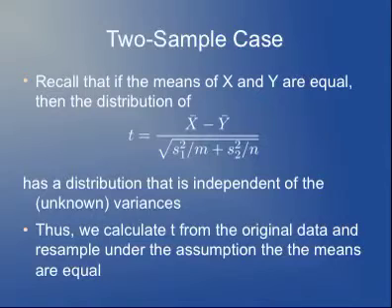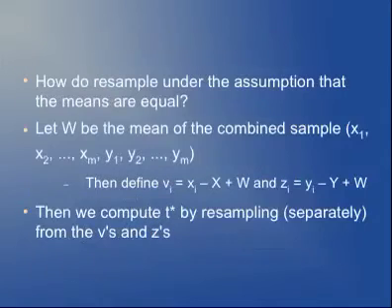So you can calculate t from this test statistic from the original data, and then resample under the assumption that the means are equal, and see how many times in your resampled data set you get more extreme test statistics than with your original data. So how do you resample under the assumption that the means are equal in this case?